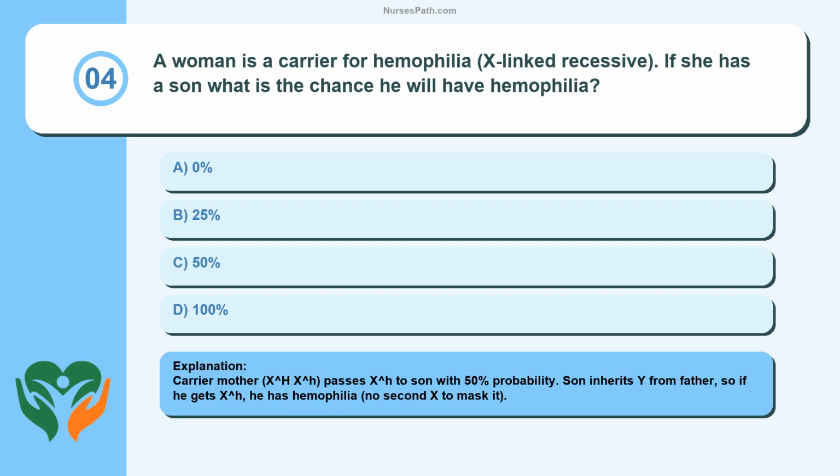Carrier mother, X^h X, passes X^h to son with 50% probability. Son inherits Y from father, so if he gets X^h, he has hemophilia, no second X to mask it.